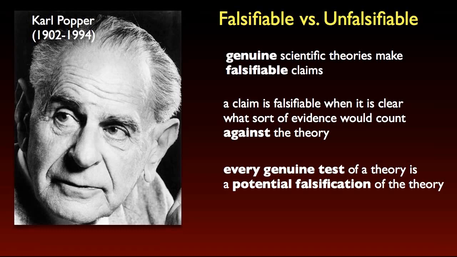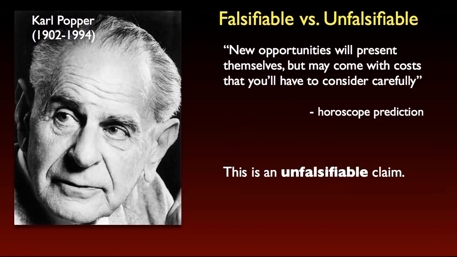To give a simple example, if your horoscope says that today, quote, new opportunities will present themselves but may come with costs that you will have to consider carefully, unquote, that's a virtually unfalsifiable prediction. It's hard to imagine what sort of day you would have that would count as falsifying this prediction. Popper would say that it's not an empirical claim at all. It's not something that you can assign a truth value to that could be subject to empirical testing.